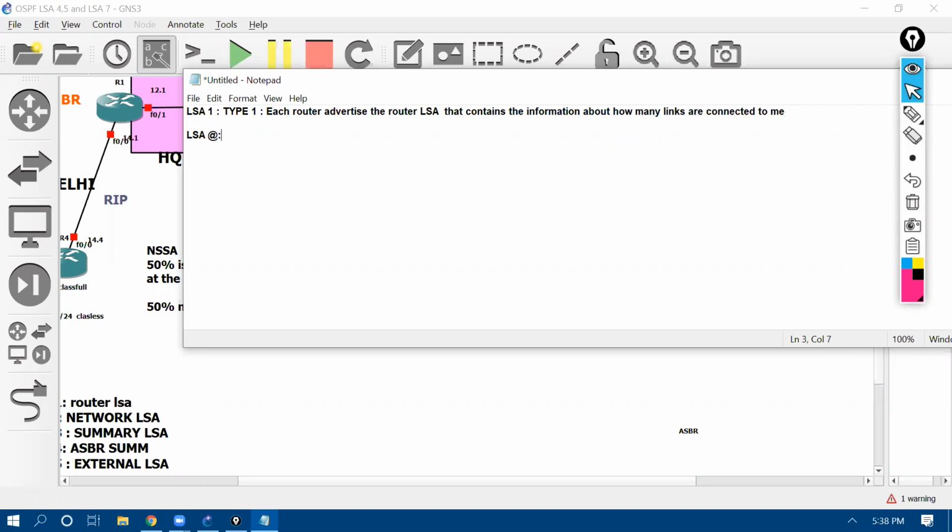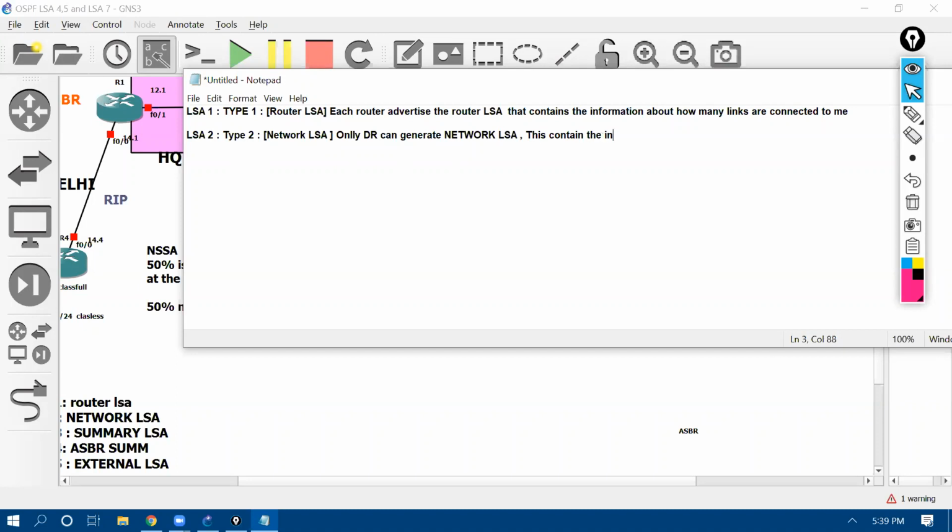Then we have LSA2. This is known as a type 2 LSA. Only the DR can generate the network LSA, right? So this is known as a router LSA. This is known as a network LSA.